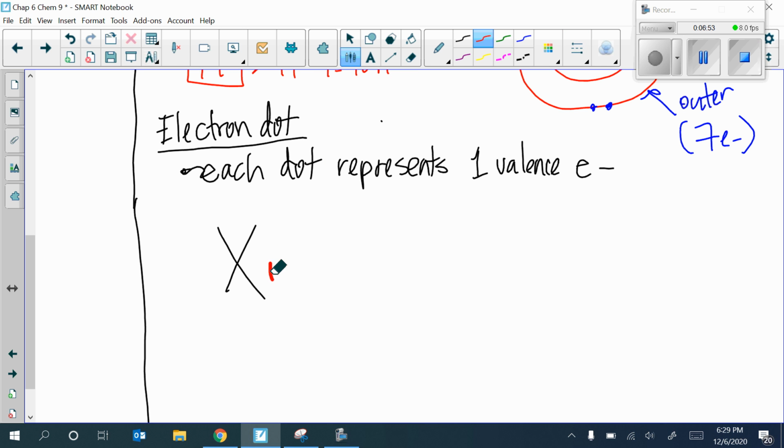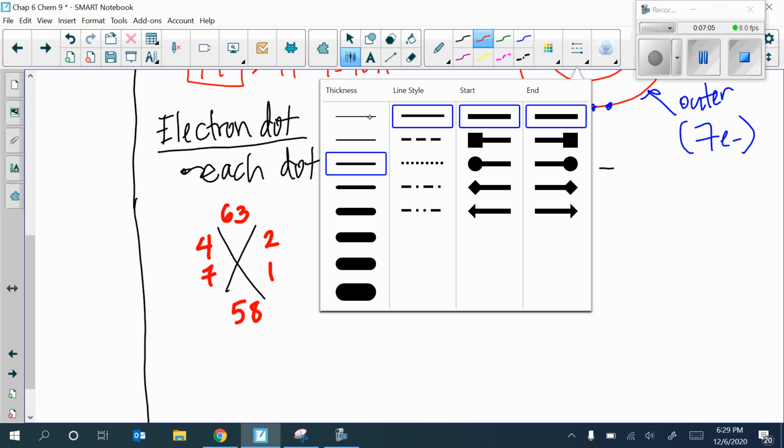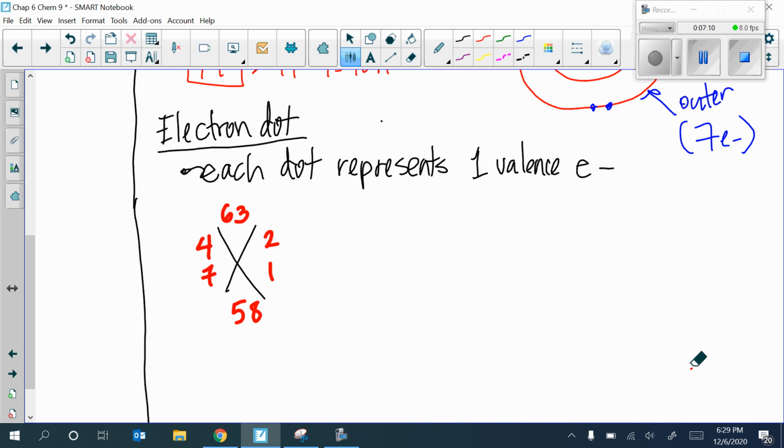So 1 electron here, 2, 3, 4, 5, 6, 7, and 8. All that means is the number of electrons that are there, they're going to follow that kind of pattern so that when we do the next step for bonding, it'll make more sense with that.